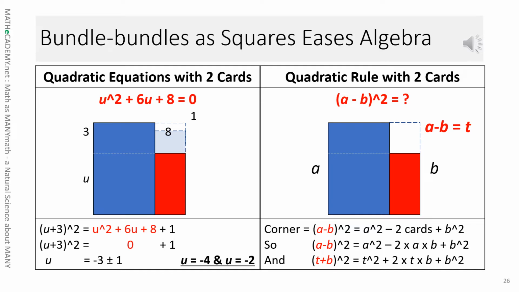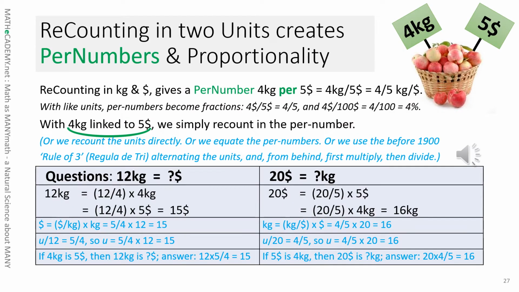The solutions thus are -4 and -2. Placing two a by b cards as an a square, the upper right corner is left when pulling away 2 cards from the a square, and adding the small b square that is pulled away twice. And the (t + b) square includes the t square, the b square, and 2 t by b block. Recounting in 2 units creates pair numbers and proportionality.